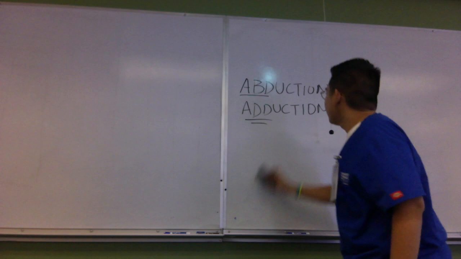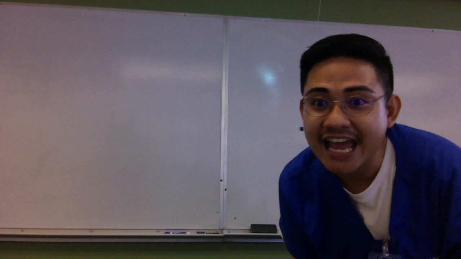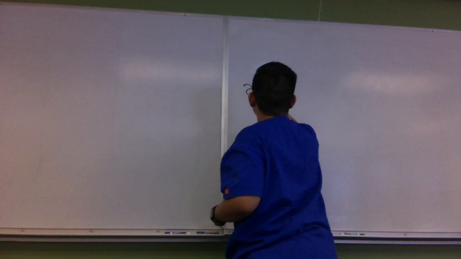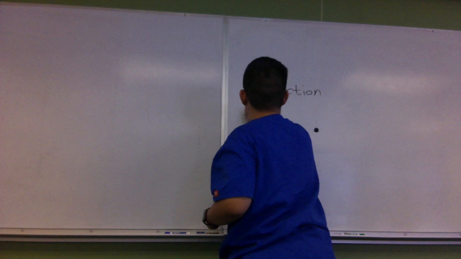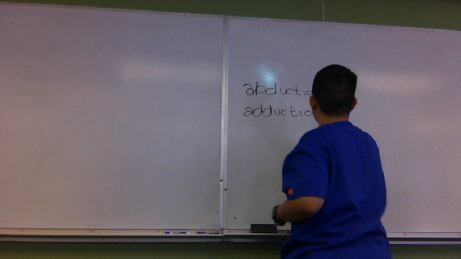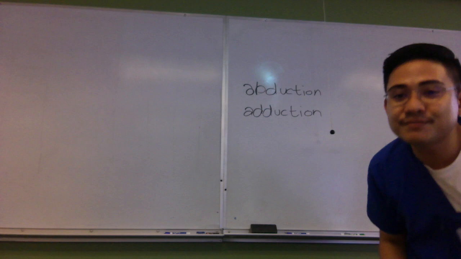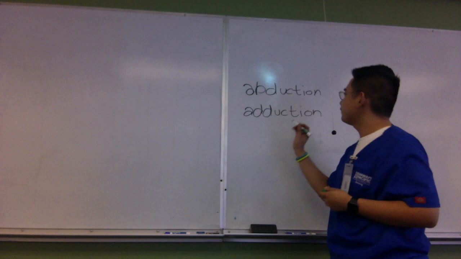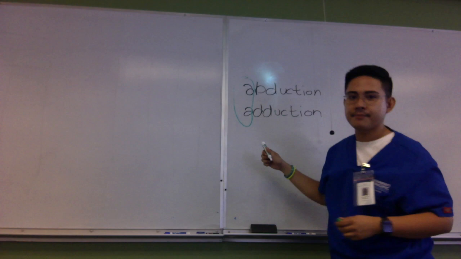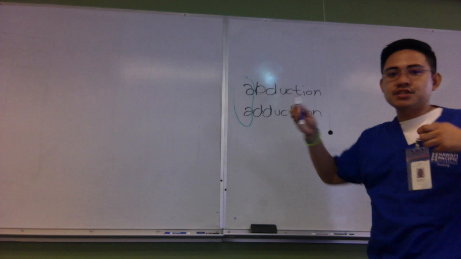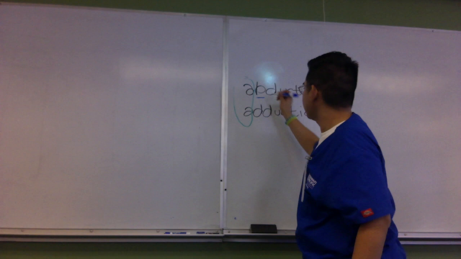If you are to write it in lowercase letters, guess what? It's easier. Both in lowercase letters, and as I mentioned before, it's the easiest, and I'm going to show you why. We'll use a different color. Of course, both of them start with A, right? Pay attention to the second letters of each word. You have a B over here, you have a D over here.